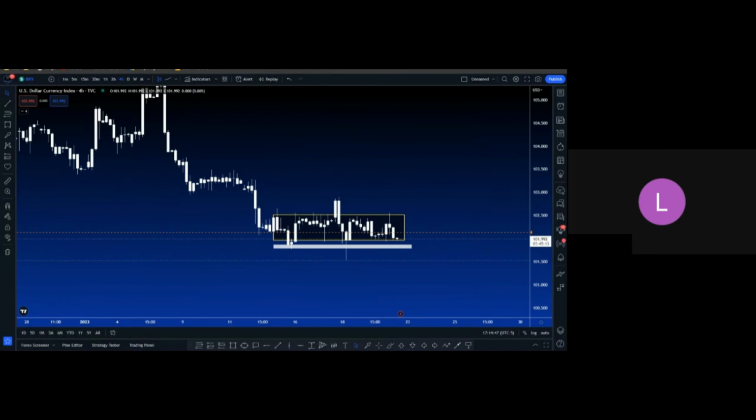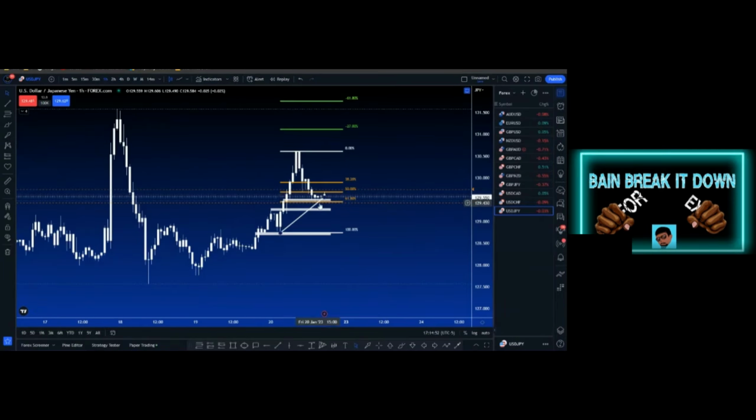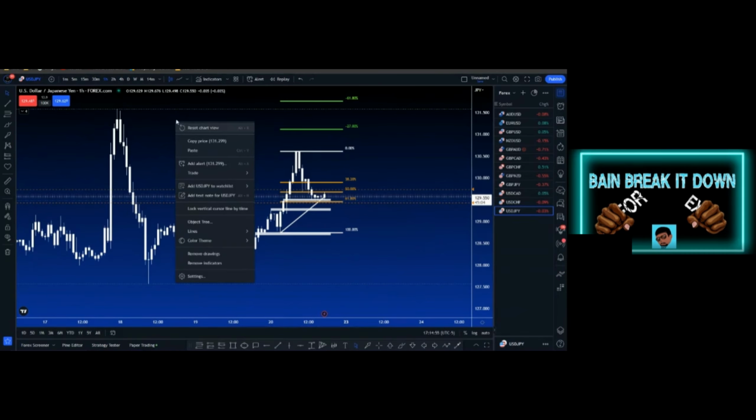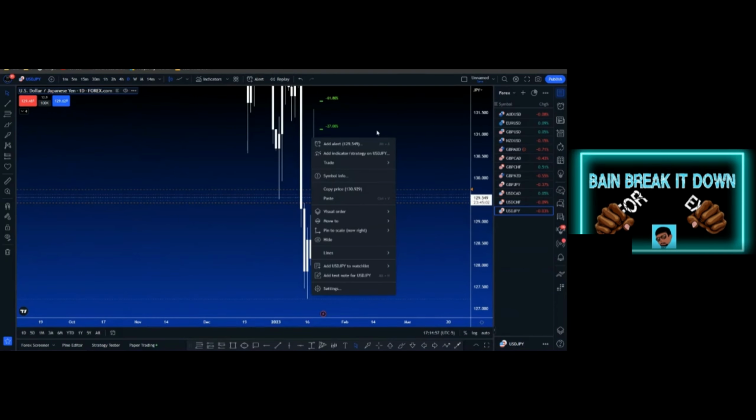I was just going to ask if you could go back to those fibs and tell me just a little bit about why you placed it there. On USD JPY? Yes, please. Yeah, absolutely. So what I noticed is, let me reverse.